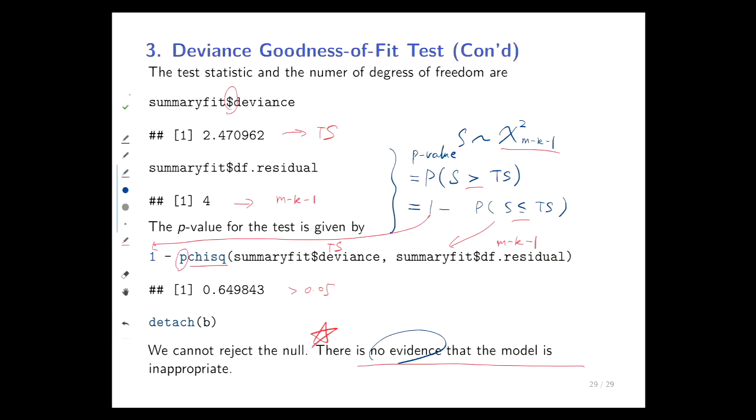And I think it's the end of today's lecture. Any questions about this test or about the other material in this binomial logistic regression model? I think it's the end of this model. And in the next lecture, we are going to talk about the Poisson count regression model.